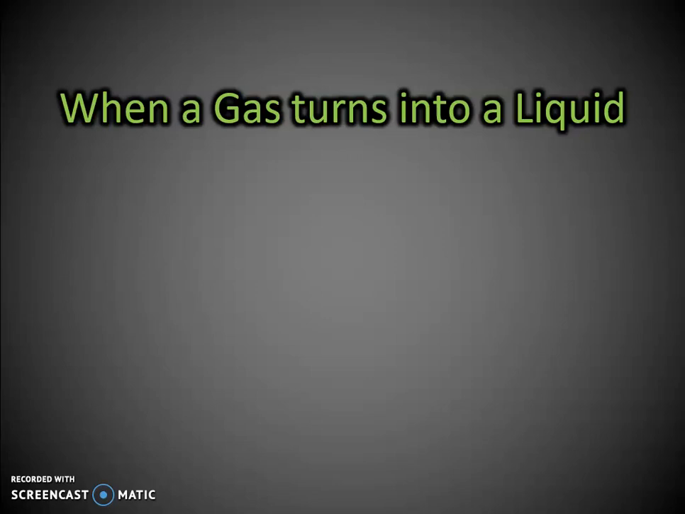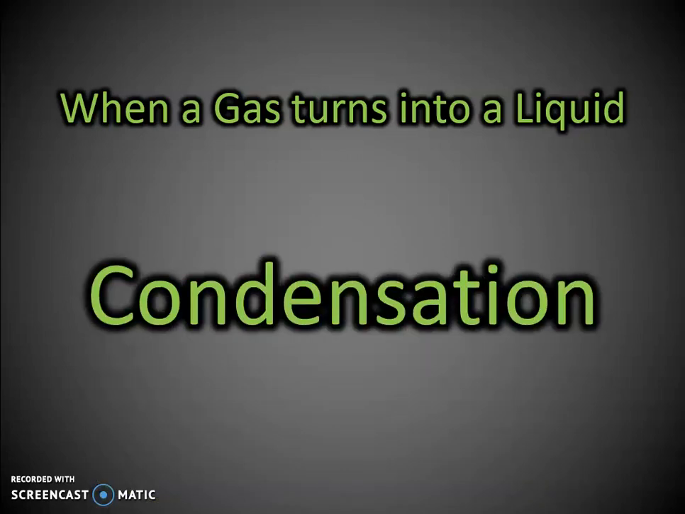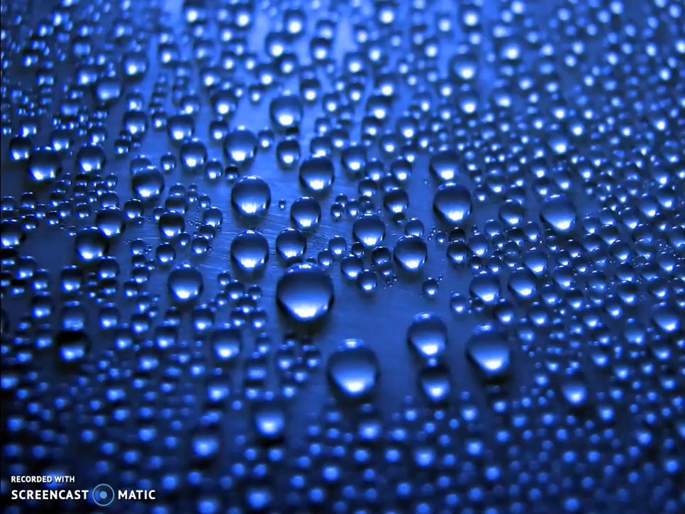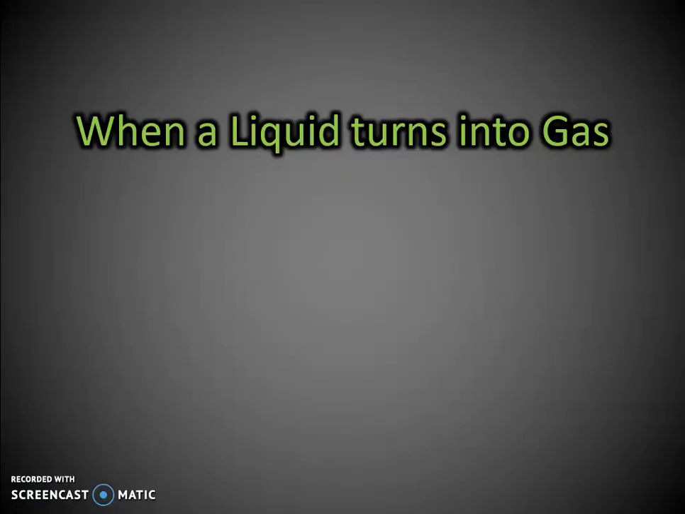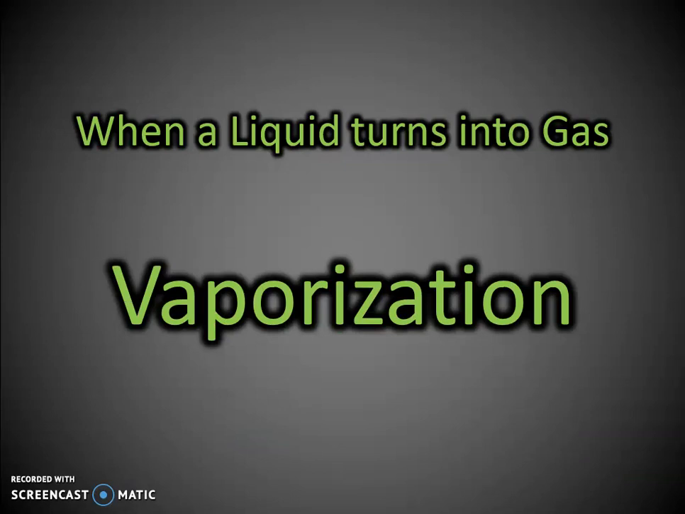When a gas turns into a liquid, we call that condensation. An example of that would be, say, if you have a cold soda on a hot, humid day in the summer, you would call it sweating, but it's actually just condensation on the outside of the can. When a liquid turns into a gas, we call that vaporization. Examples of that would be evaporation and boiling, but in general, we call it vaporization.